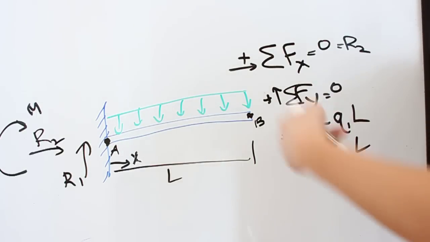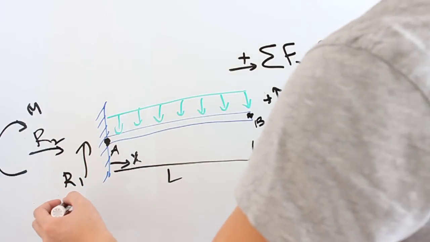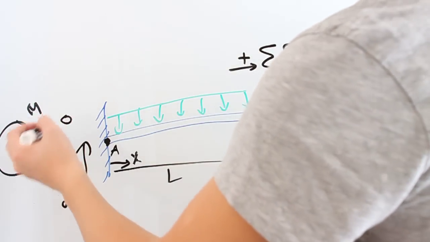So already, even though we haven't finished all of these, we've already discovered what this is. This is Q1L, and this is 0. So now we care about moment.